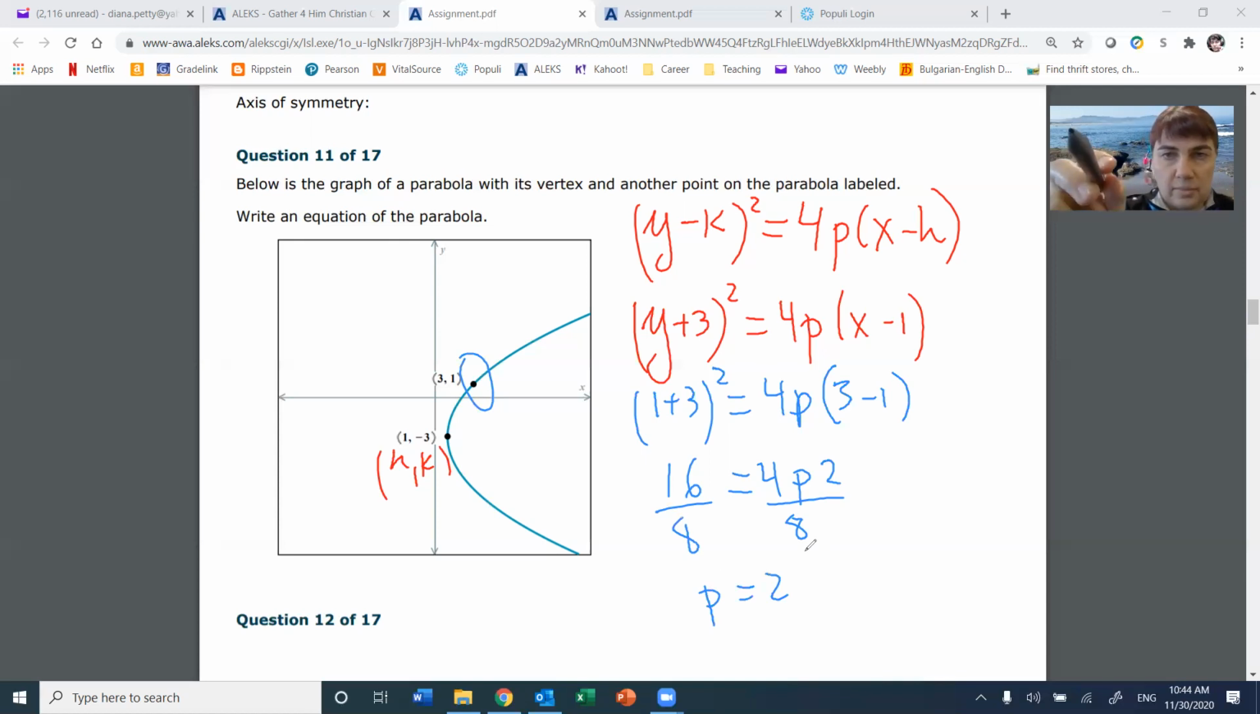So I need to go back up. I'll write it here with pink. The equation of the parabola is going to be (y plus 3) squared equals 4 times 2, which is 8, so 8 times (x minus 1). And this should be the answer for 11. Let's check it. Yeah, this is the answer. This wasn't bad. Okay, what is 12?